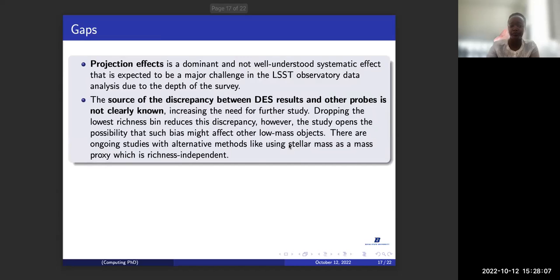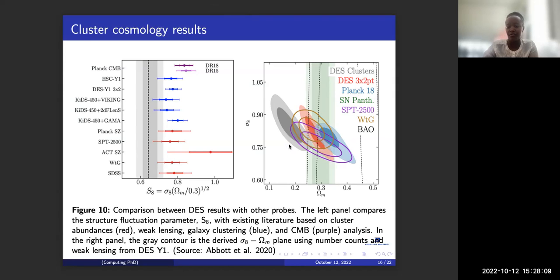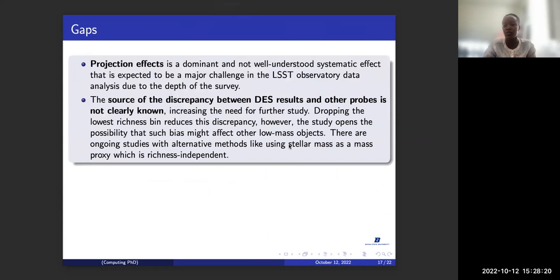But upon identifying that omitting low richness clusters helped, they didn't have a clear idea of what is really causing the low richness mass to affect the observed cosmological parameters. And this forms one of the gaps in the paper that calls for more research, to understand the systematic that is really leading to the low observed cosmological parameters, or the discrepancy between the results of the DES and the other paper.